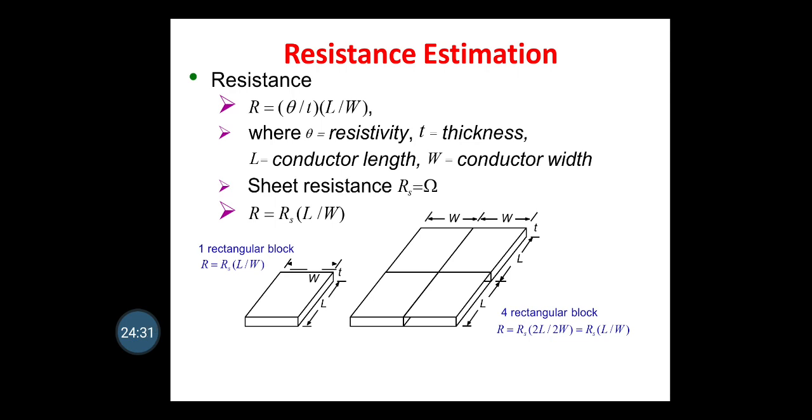In the resistance calculation, here you can see one rectangular block having length L, width W and thickness T. If there are 4 rectangular blocks and you do the calculation, you still get RS into L upon W. That is most important. So resistance directly depends upon the length and is inversely proportional to the width.